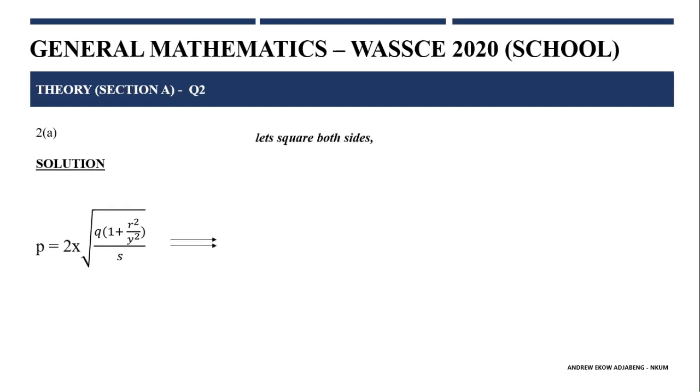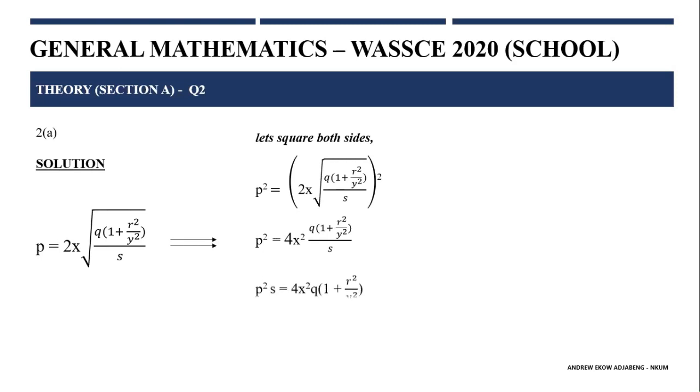This will result as squaring both sides. We are going to have P squared equals the right-hand side. And that will result as P squared equals 4x squared. Then Q will cancel the root, leaving 1 plus R squared over Y squared all over X. This will now result when we multiply through by X, giving us P squared X equals 4x squared Q into brackets, which is multiplying 1 plus R squared over Y squared. Then here, we divide through by 4x squared.